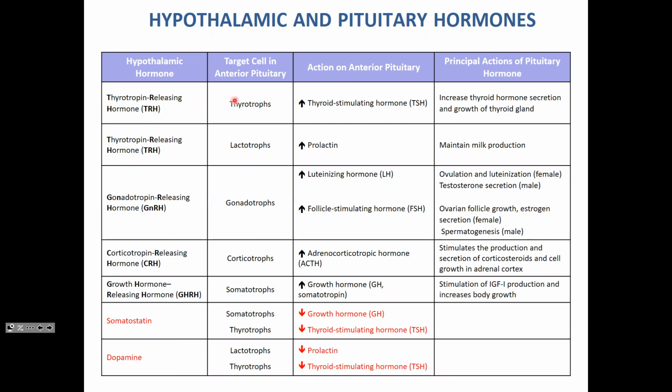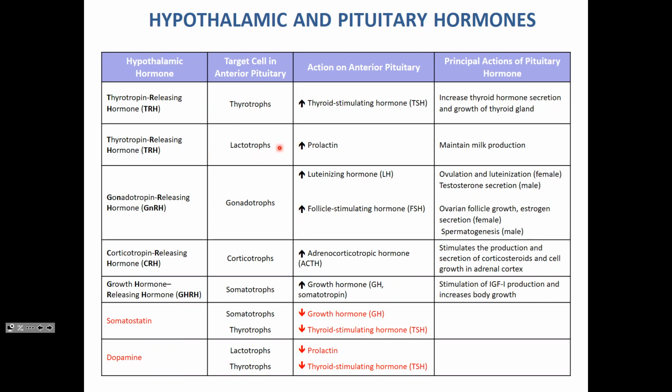We notice that they're all more or less named after the cell types they're acting on. So we have thyrotropin releasing hormone. It's going to act on thyrotropes. It's going to stimulate that cell to increase the secretion of thyroid stimulating hormone. And thyroid stimulating hormone is going to be secreted into the general circulation. It's going to go to the thyroid gland, and when it binds to the receptor, it's going to stimulate the secretion of thyroid hormones and the growth of the thyroid gland.